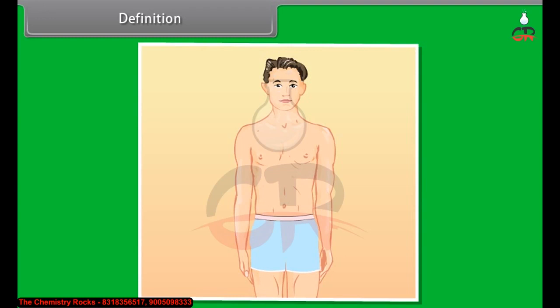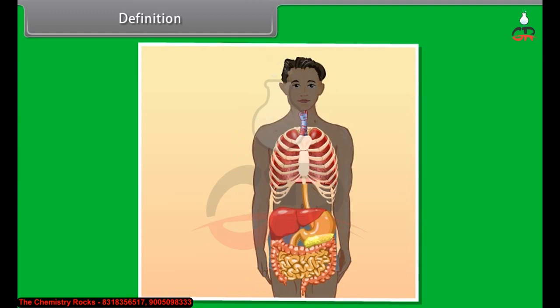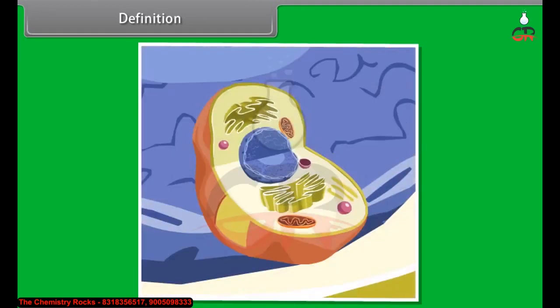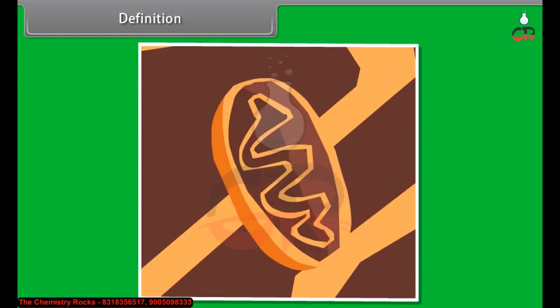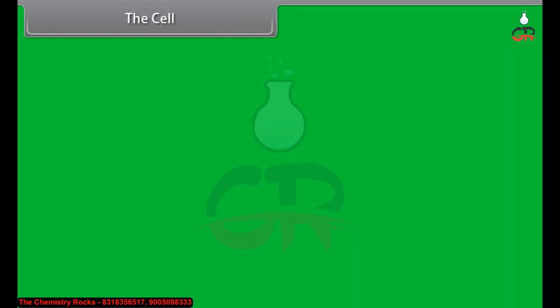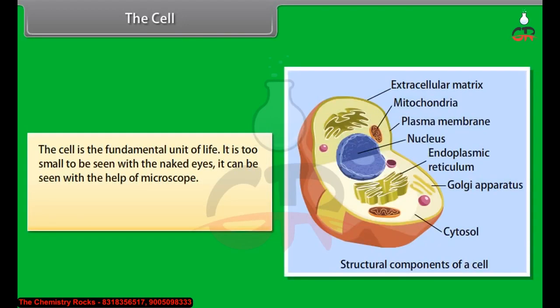Biomolecules are related to the living organisms in the sequence: living organism, organs, tissues, cells, organelles, and biomolecules. The cell. The cell is the fundamental unit of life. It is too small to be seen with naked eyes. It can be seen with the help of a microscope.